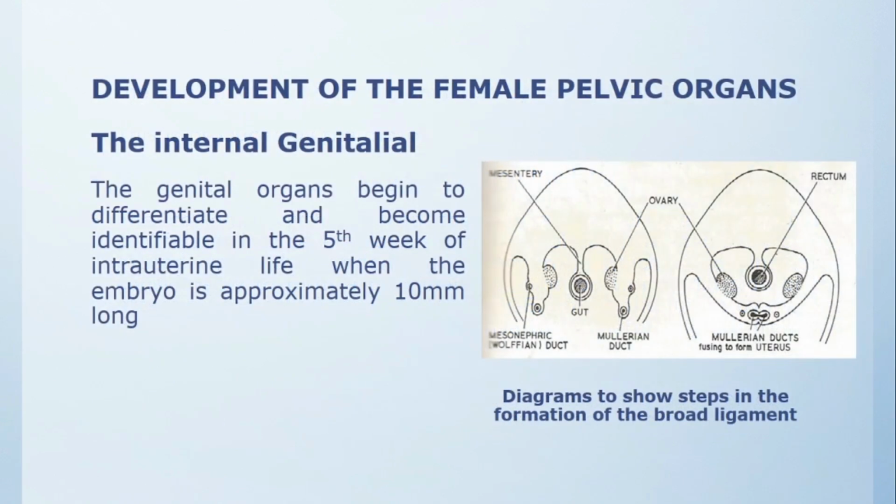Again, let's go back. We've talked about the mesonephric Wolffian duct here. A group of Mullerian ducts now begins to form here, and they continue to grow downwards. They grow caudally on both sides until they meet and then fuse together to form the body of the uterus. The upper part of that growth forms the fallopian tubes, but where they meet forms the uterus.